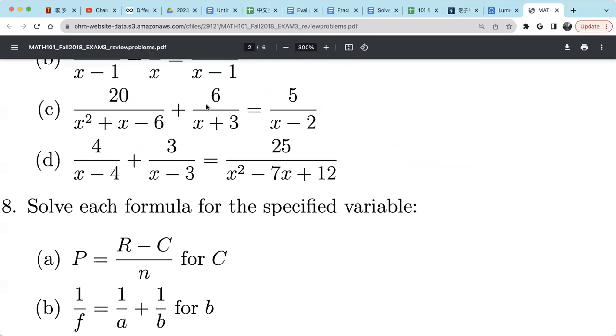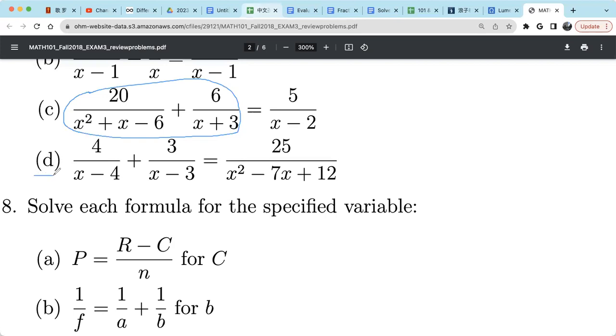You may try to combine those two. You can try another method. Combine those two fractions first, the rational expressions, into one, then apply cross multiplication. Okay.